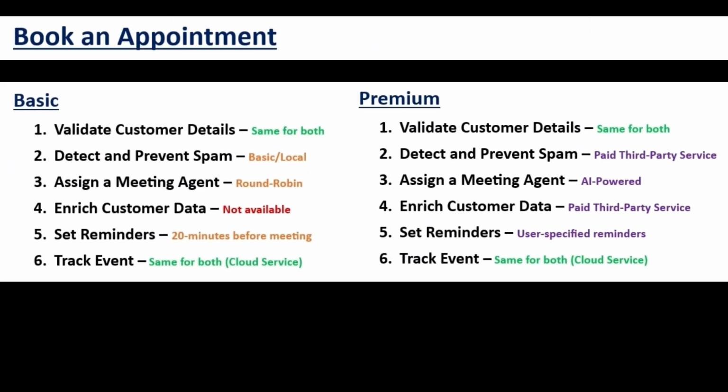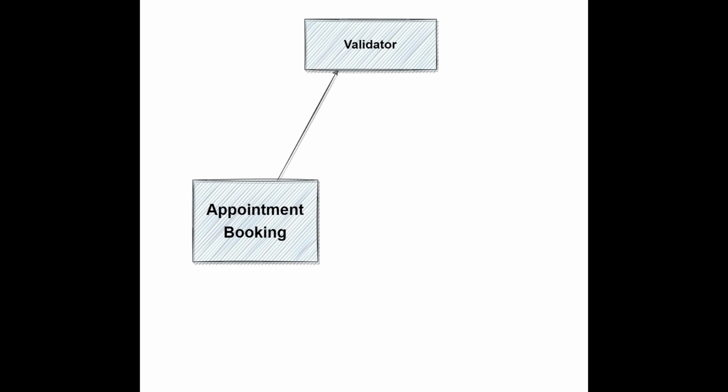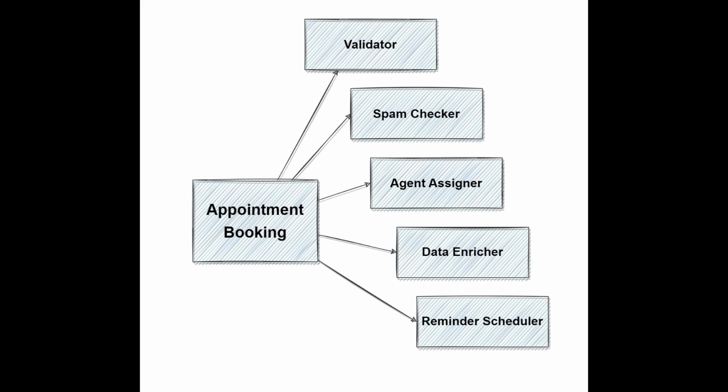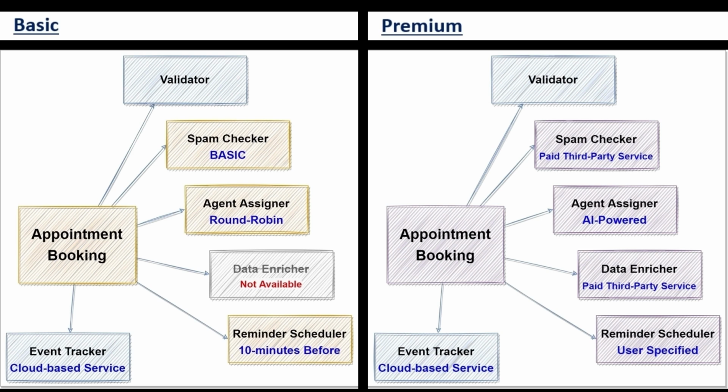Now, let's look at these requirements. We have two different variants of appointment booking. Let's think in components. We have a validator, a spam checker, agent assigner, data enricher, a reminder scheduler, and an event tracker. And that's how the two variants look like.